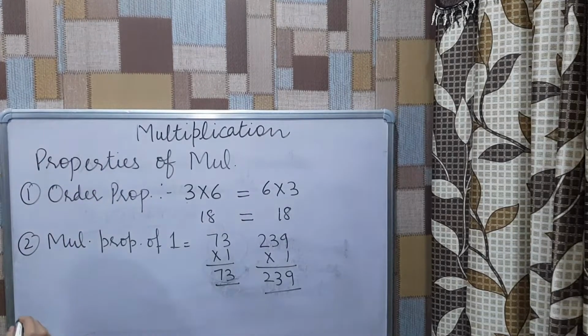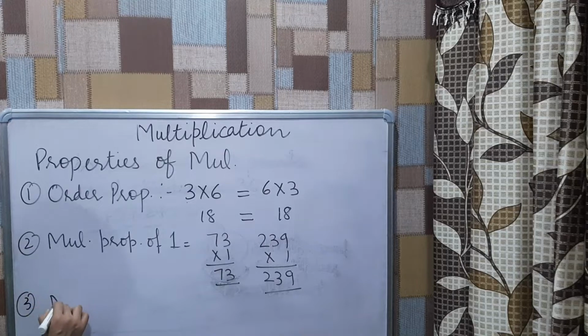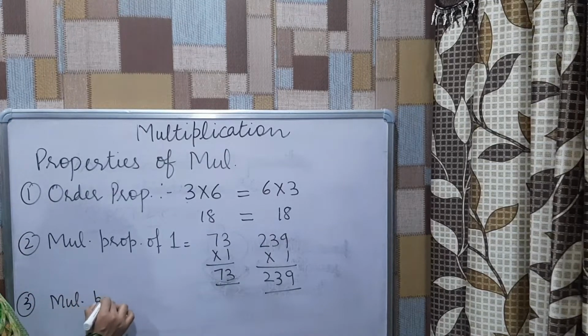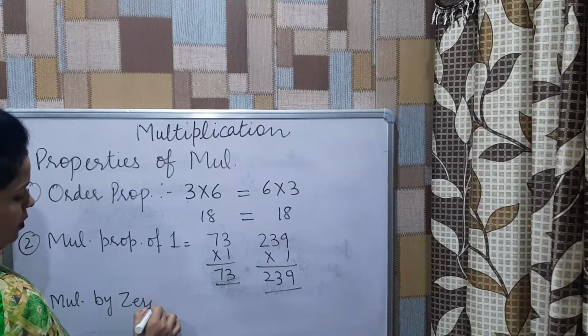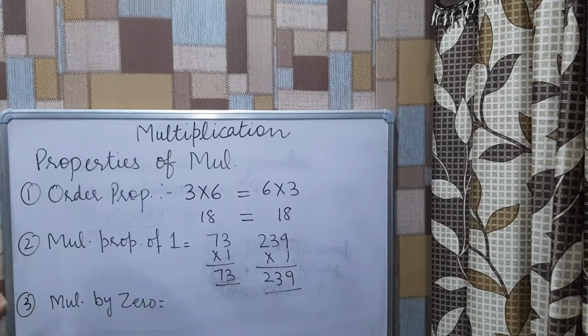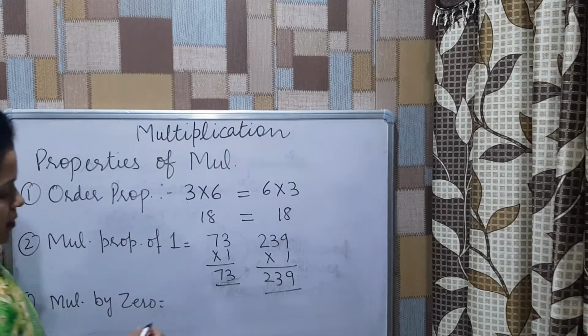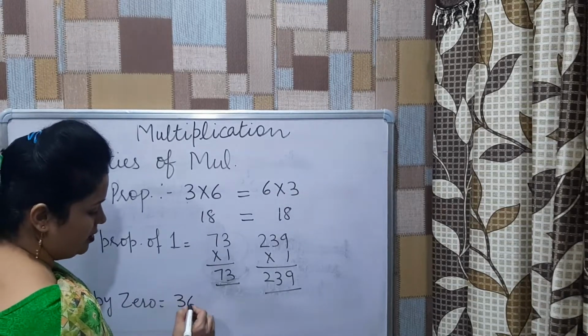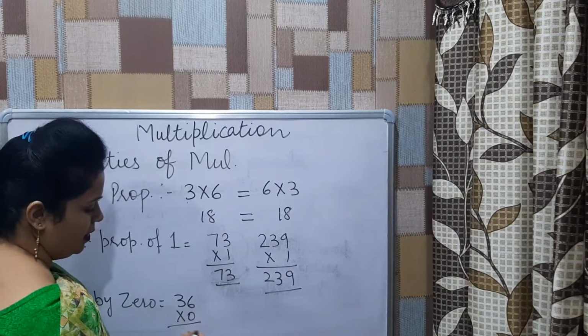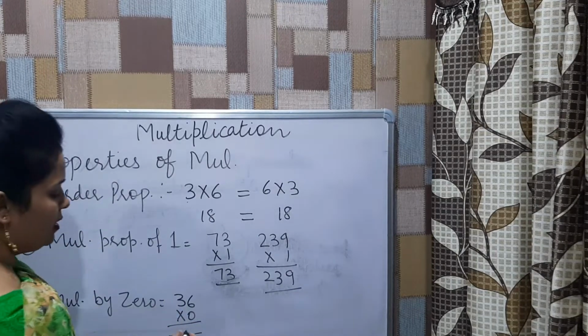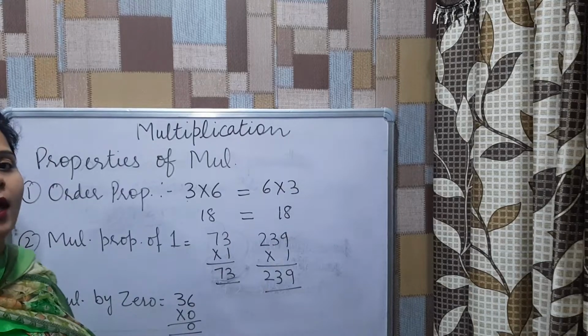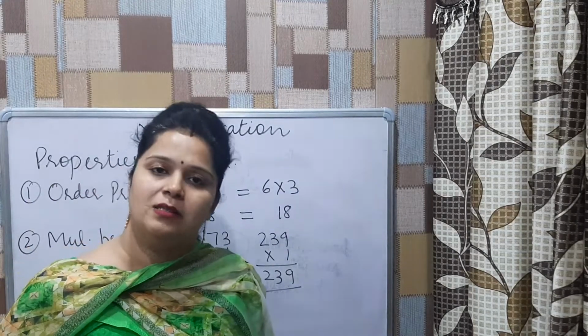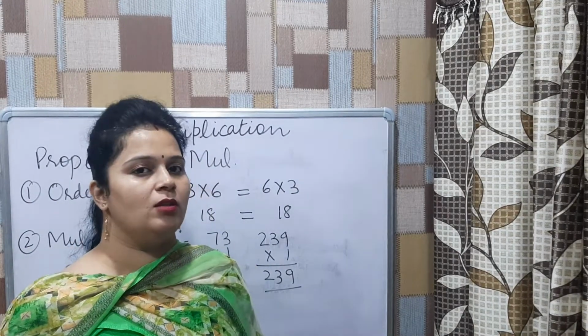Now children, the third property is multiplication by 0. If you multiply any number by 0, suppose I have 36 and I have to multiply it by 0, you will get 0 as your answer. When any number is multiplied by 0, the result is always 0.